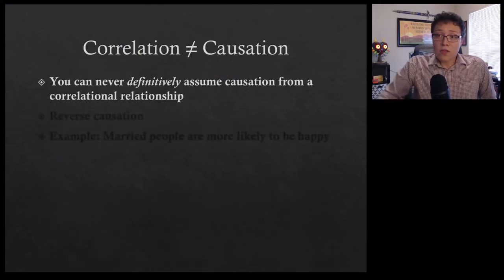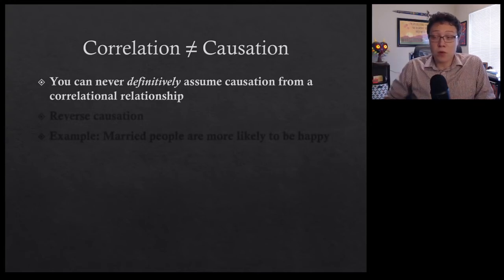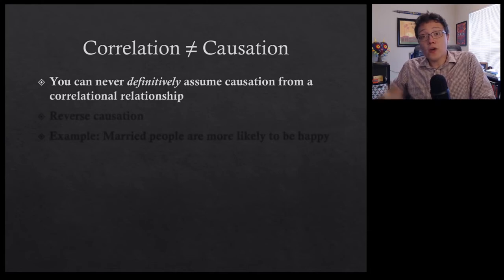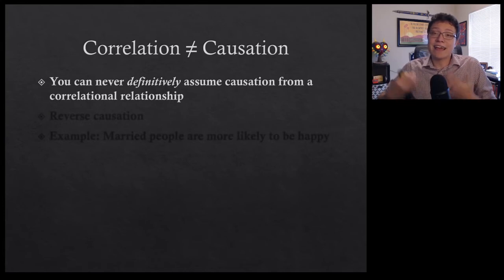So the important thing to remember, though, is that we cannot assume that correlation equals causation. Hopefully you've had this drilled into your mind by now, right? You can never definitively assume causation from a correlational relationship. We have good evidence to suggest that smoking increases the likelihood you will get lung cancer, right? But we see many people who have never smoked who get lung cancer, and we see people who have smoked their whole life who don't get lung cancer. And so you can't say one causes the other, but maybe they're related.